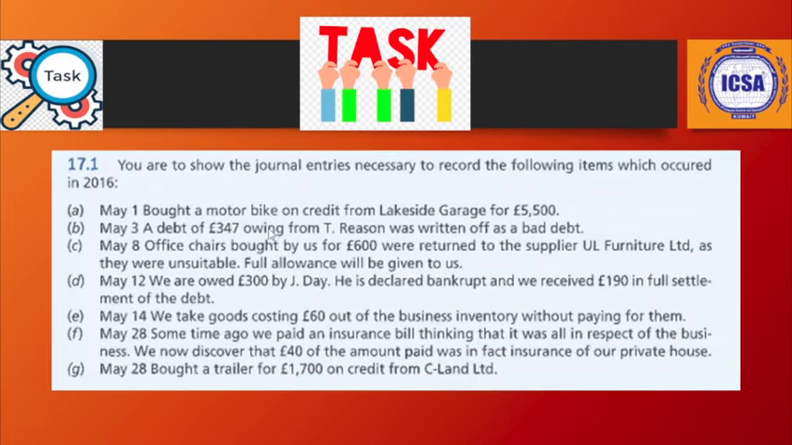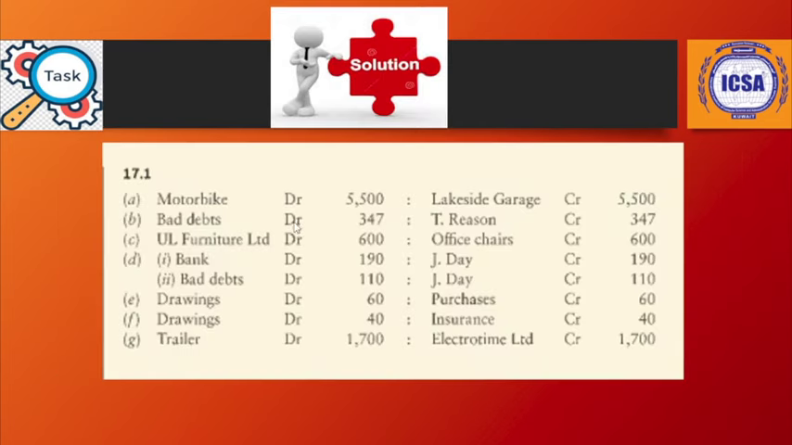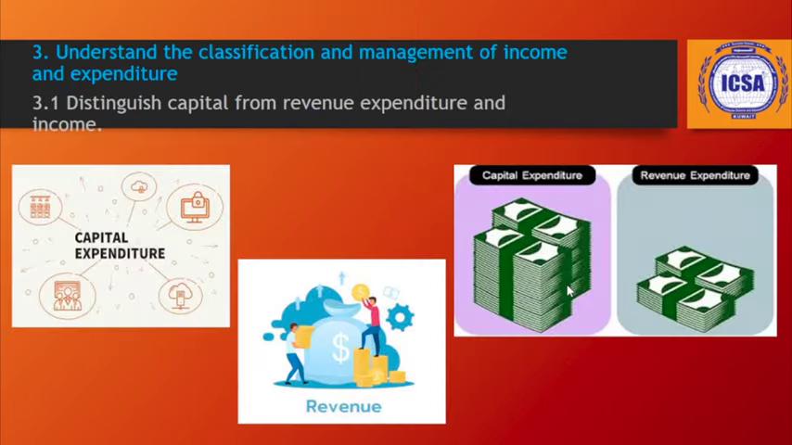A debt of 347 owing from T Reason was written off as bad debt. Bad debt is an expense for the business because accounts receivable is an asset. When it's not recoverable, that will be recorded as an expense, bad debt. So bad debt is expense, and which debtor is to be reduced? T Reason. T Reason was accounts receivable debit. Now it is to be reduced as T Reason credit. So we can see it here this way. Bad debt expense debit and T Reason credit with 347.